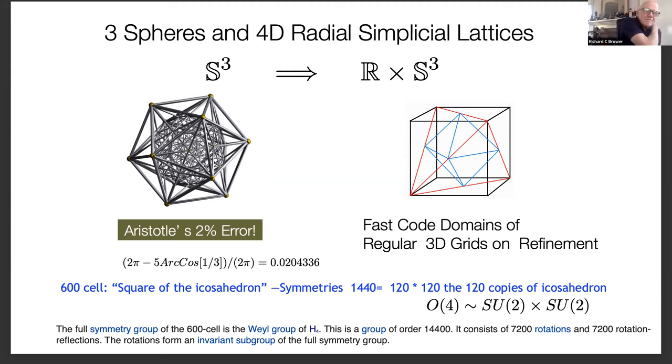Now, the sphere S3 should have the symmetry O4, which you'll recognize is the Euclidean Lorentz group, right? I told Hugh Osborne about the 600 cell, and that it has 14,040 symmetries, and he, without blinking, said yes, the largest discrete subgroup of O4. Now, this subgroup of O4 is really the product group of the left and right decomposition in SU2. So this is 120 times 120.